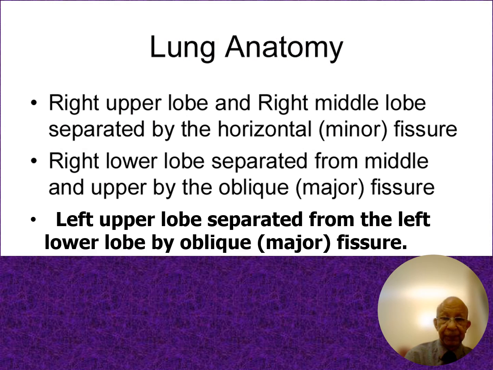lower lobe. The right upper and right middle lobes are separated by the horizontal or minor fissure, sometimes called the transverse fissure. The right lower lobe is separated from the middle and upper lobes by the oblique or major fissure, and the left upper lobe is separated from the left lower lobe by the oblique fissure on the left side.